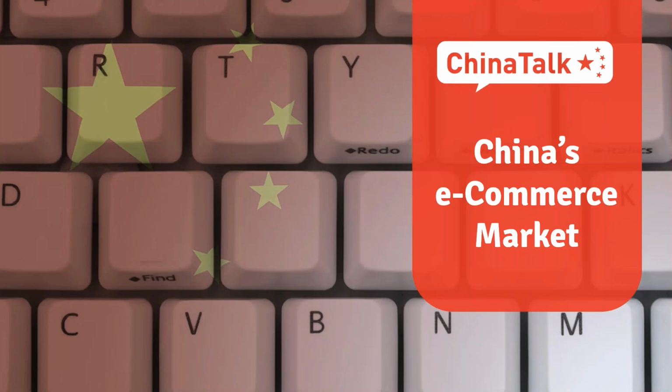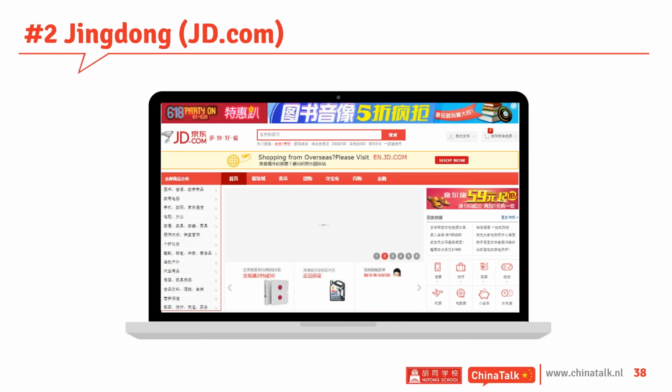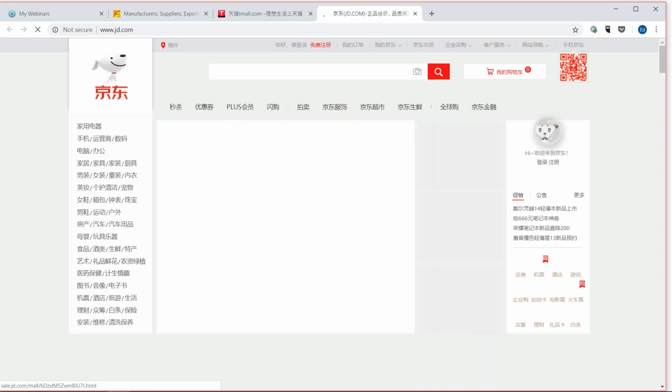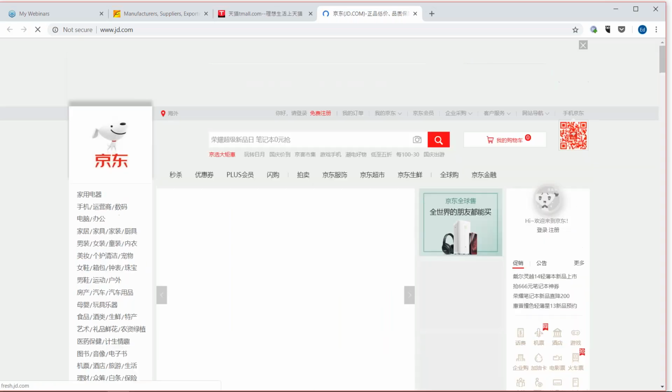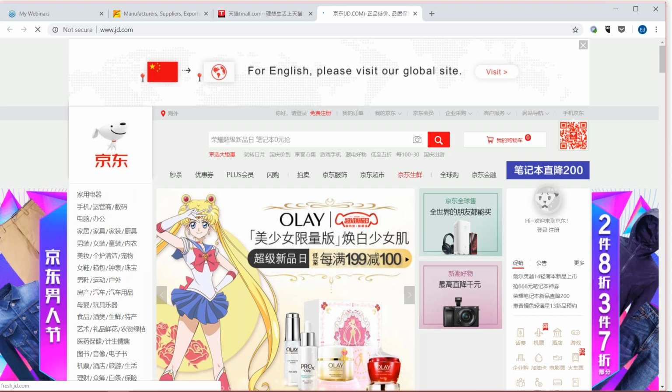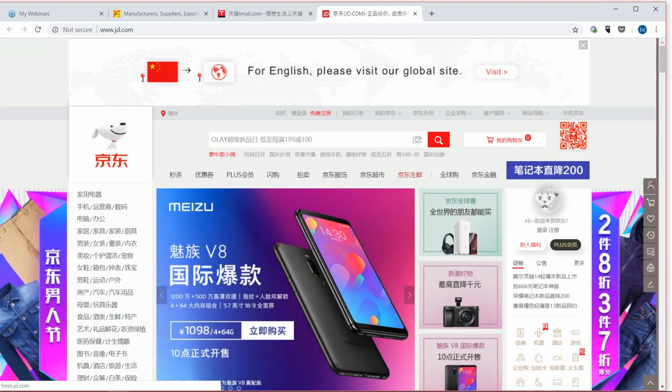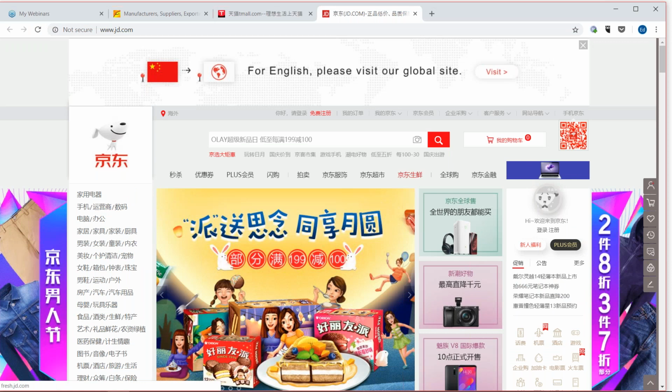Now that's Alibaba. Now let's look at two other very important e-commerce companies that are claiming a big part of the market. First of all, JD, Jingdong. Like I said, JD is also business to consumer, but the difference with Alibaba is that JD actually purchases most of the goods and resells it to consumers.